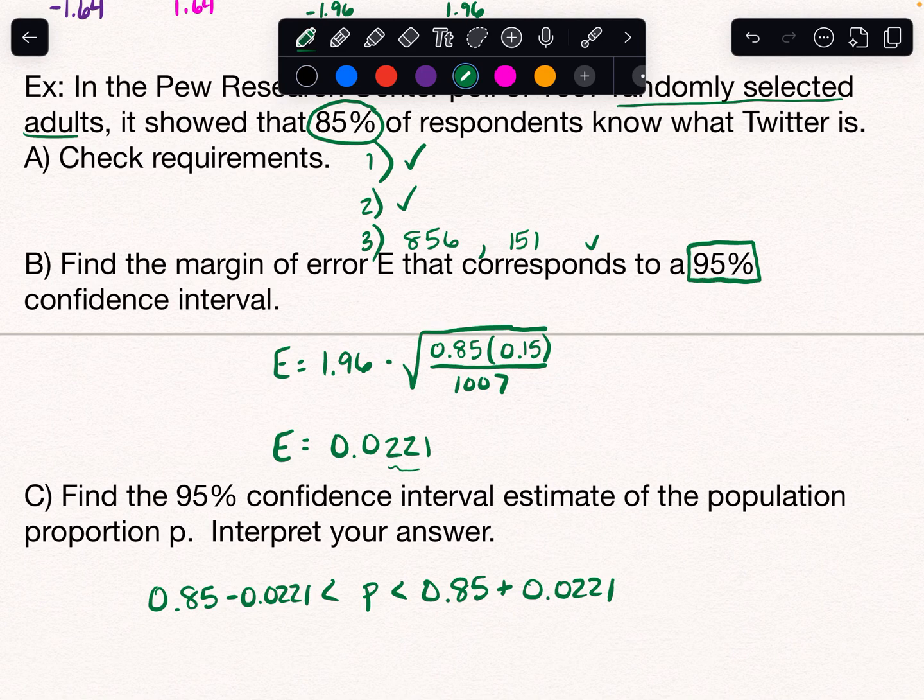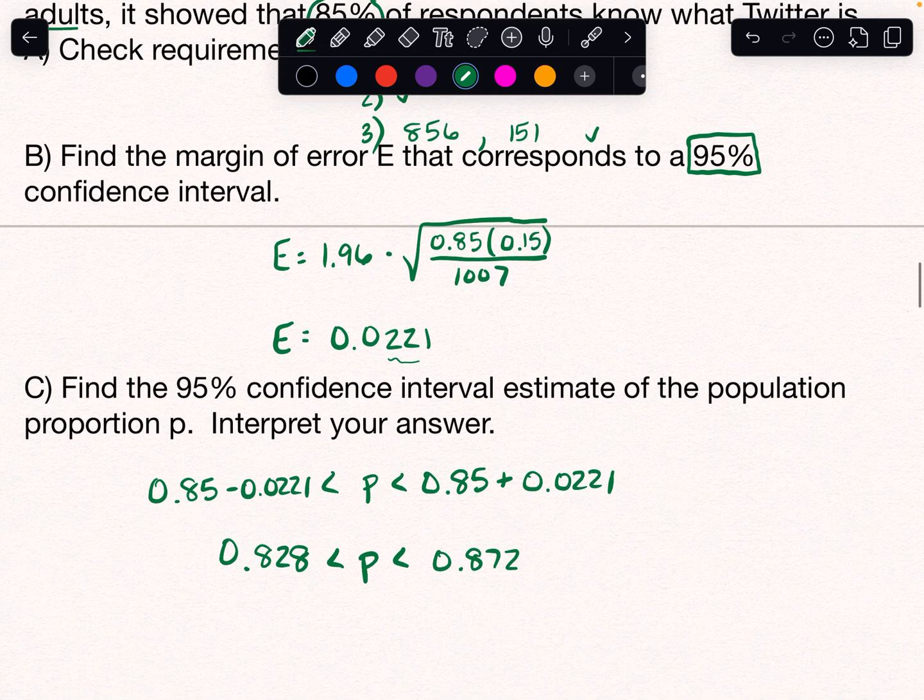So doing that, on the left side, I have 0.828, so I'm going to round to 3 significant digits. And then the other side, I get 0.872. So basically what this is saying, I'm confident that between 82.8% and 87.2% of people know what Twitter is.